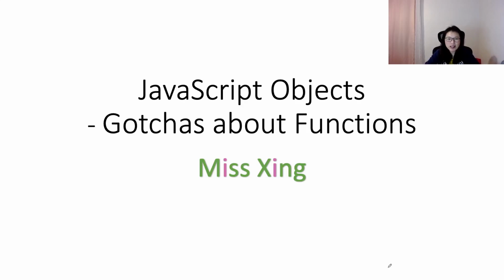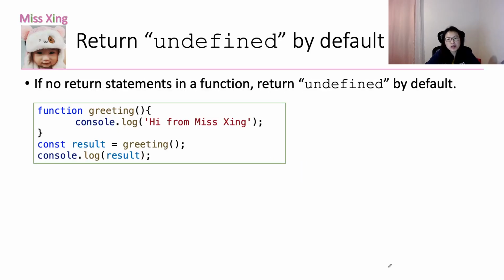Before talking about the last data type, symbol, I'd like to introduce some gotchas related to functions. The first one is that functions return undefined by default. So if we define a function and there's no return statement inside this function when we call it, the returned value is going to be undefined by default.